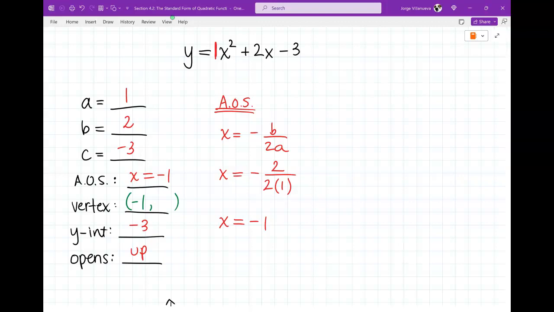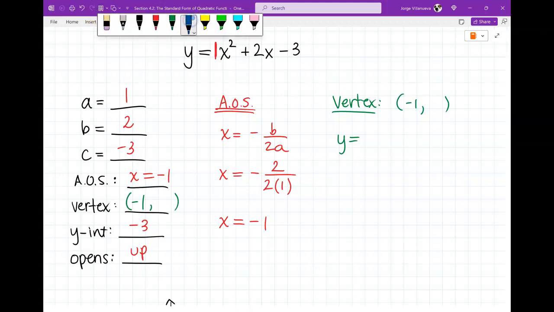So the vertex x value is negative 1. I already know that. I need to find my y value. Let's plug it into the equation. So the vertex is negative 1 comma something, y equals, and I'm going to plug in the negative 1 where the x value is. So here we go.